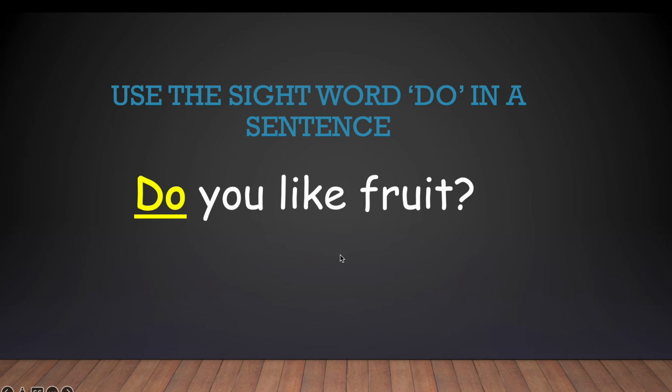Let's use the sight word do in a sentence. My sentence says, Do you like fruit? Look at my sentence. I have a question mark at the end because I'm asking a question. And if you look at my sight word do, I had to start with an uppercase letter D because it's at the beginning of my sentence. Now you think of a sentence with the sight word do in it and say it out loud now.